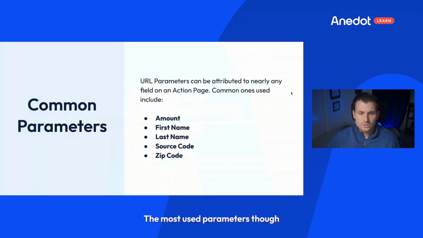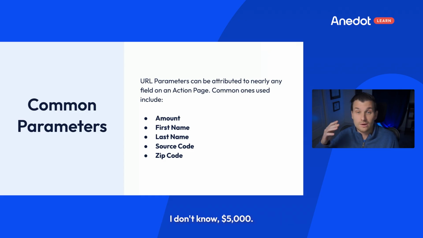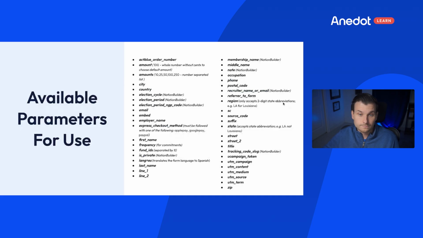The most used parameters, though, are typically amount, first name, last name, source code, and zip code. So with amount, $10, $20, $100. I've seen customers use this for large donors. So let's say a major donor has agreed to give $5,000. When they go in to donate, having that $5,000 pre-filled likely makes it quicker and easier for them to complete that donation. So many times these are the ones that we see used the most, but you can really use anything.